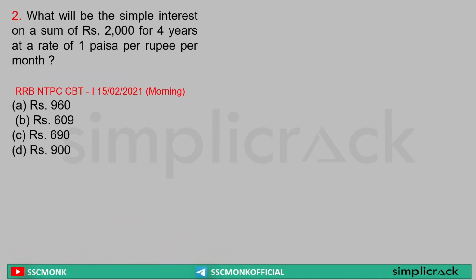Next, what will be the simple interest on a sum of 20,000 for 4 years at the rate of 1 paisa per rupee per month? Understand this. Per rupee, how much interest? 1 paisa. How much amount has he taken? 20,000. That means for 1 rupee, 1 paisa. For 20,000 rupees, it will be 20,000 into 1 paisa, that is equal to 20,000 paisa. So 20,000 paisa divided by 100 will get me what? Rupees, because 100 paisa is equal to 1 rupee. So 0 0 crossed out, which is equal to 200 rupees.